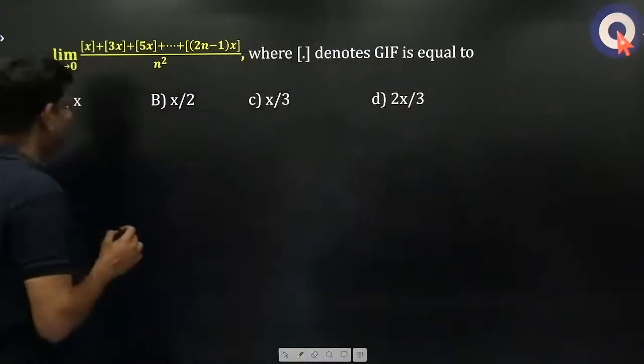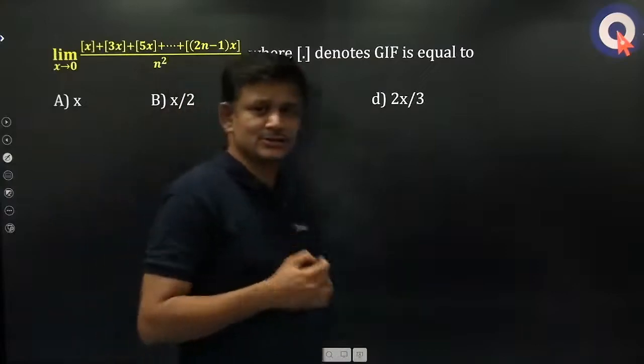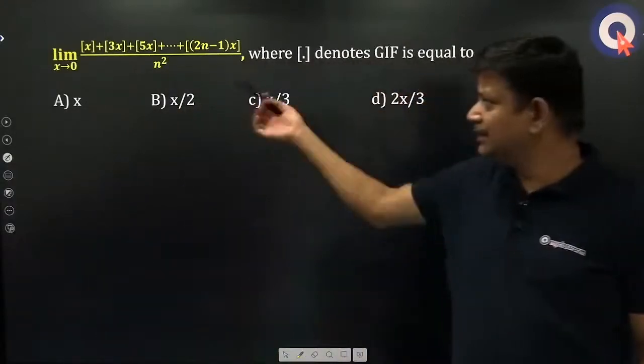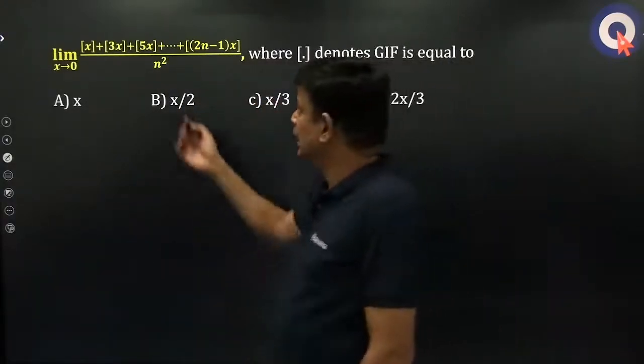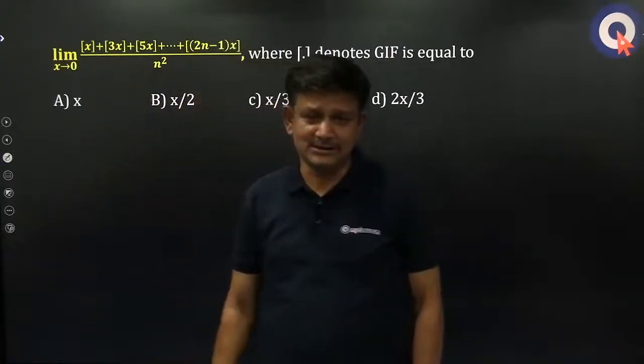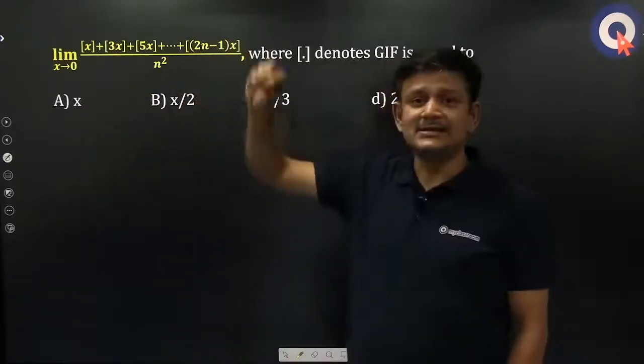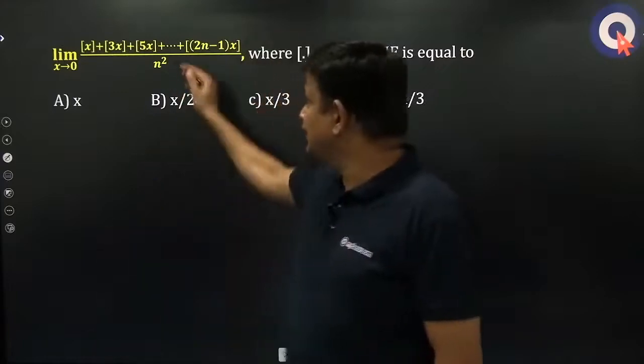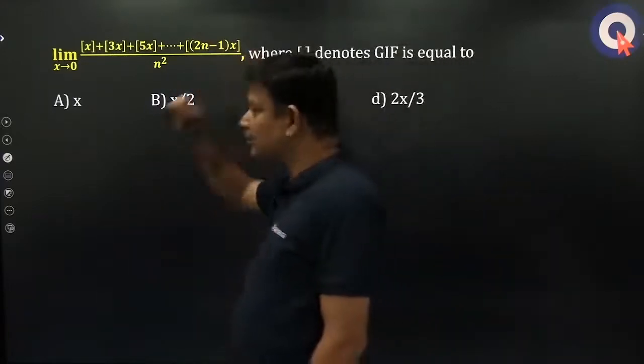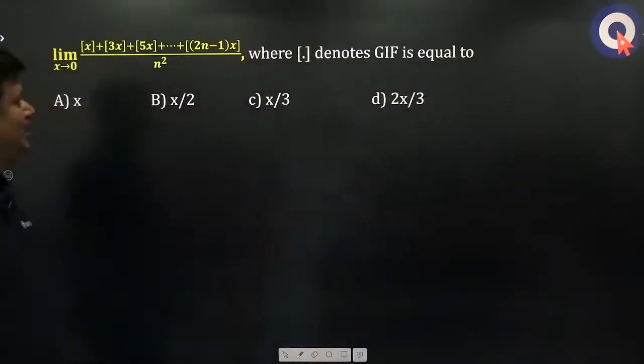Next question is a regularly asked question type. Limit x tending to 0, integral part, greatest integer function of x, greatest integer function of 3x, greatest integer function of 5x, so on up to greatest integer function of 2n minus 1 x.